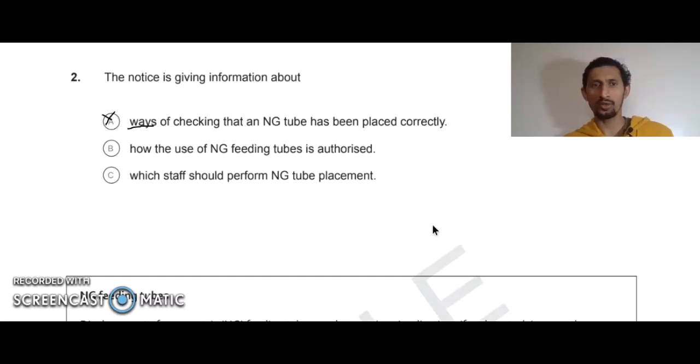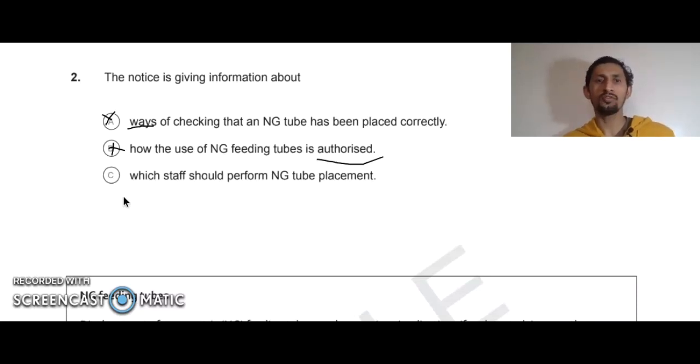Then you will check the second option, B, how the use of an NG tube is authorized. It is not talking about any authorization, so we can strike out option B as well. So probably C is the correct answer, because you have already struck out options A and B. Even so, you have to check whether it is correct or not, so just read it.